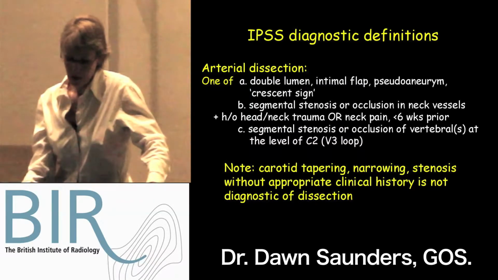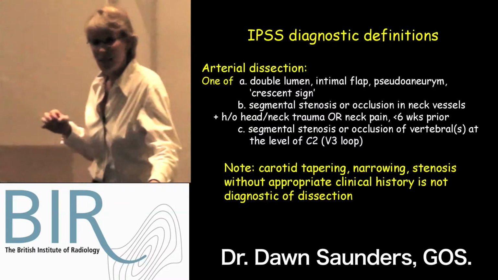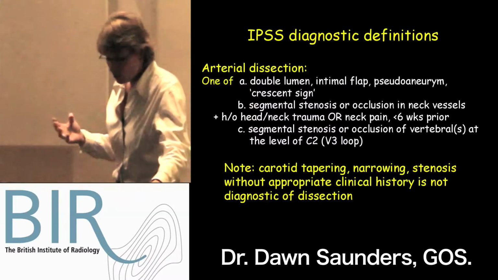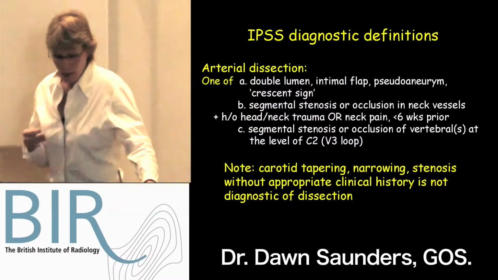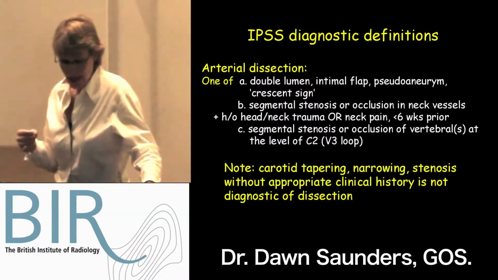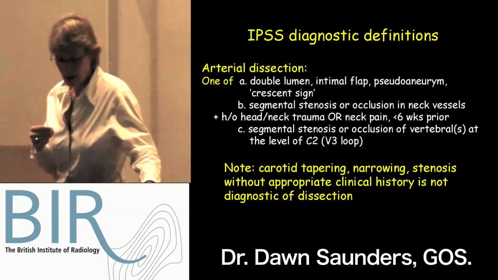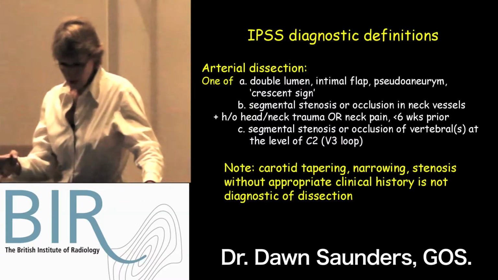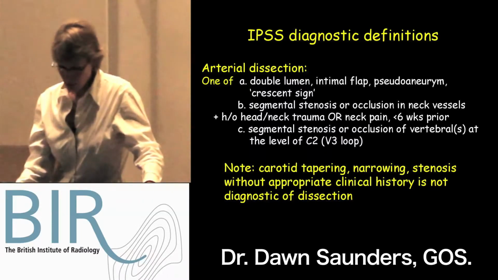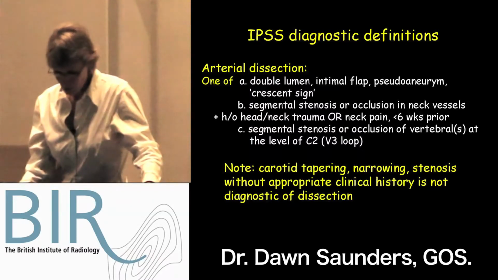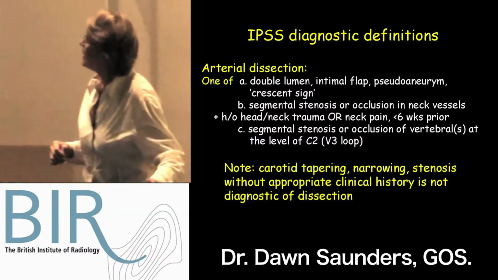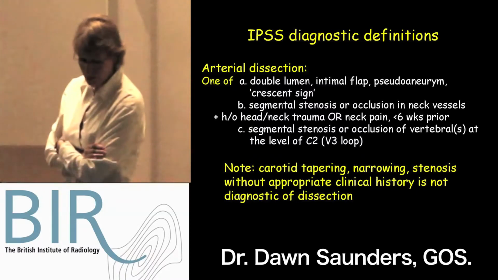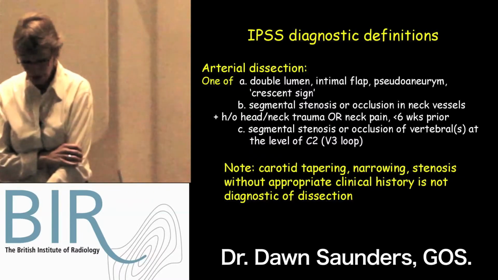The diagnosis of dissection is dependent on the visualization of the double lumen, or the intimal flap or pseudoaneurysm, or the crescent sign as it's called, or a segmental stenosis or occlusion in the neck with a history of head trauma or neck pain in the 6 weeks preceding. And the other diagnostic criterion is a segmental stenosis or occlusion of a vertebral artery at the level of the C2 loop. The important take-away message is that carotid tapering, narrowing or stenosis without an appropriate clinical history is not diagnostic of dissection.